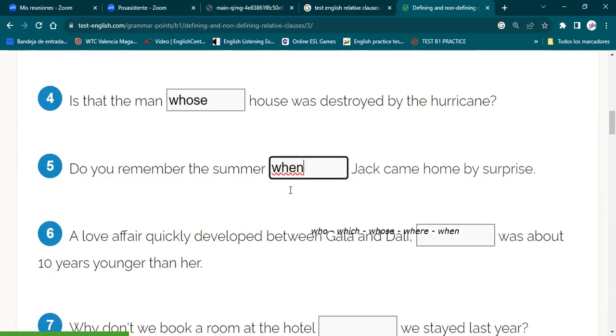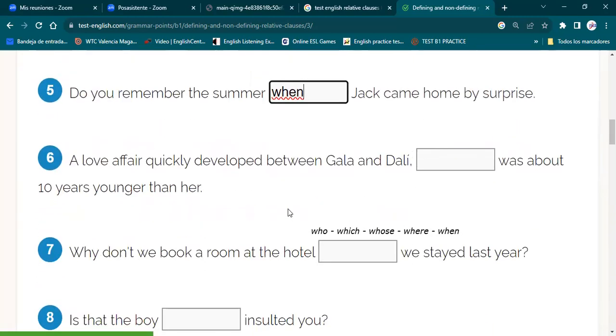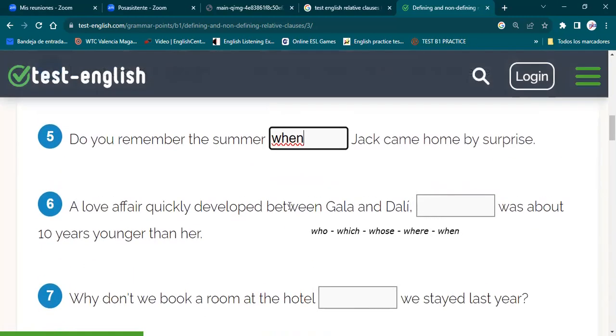A love affair quickly developed between Gala and Dali. Was about 10 years younger than her. I'm talking about Salvador Dali. Eduardo? Okay.